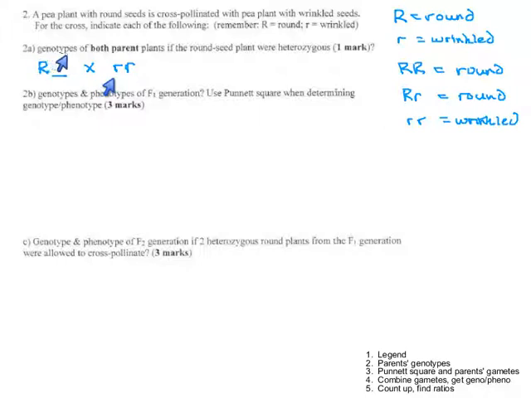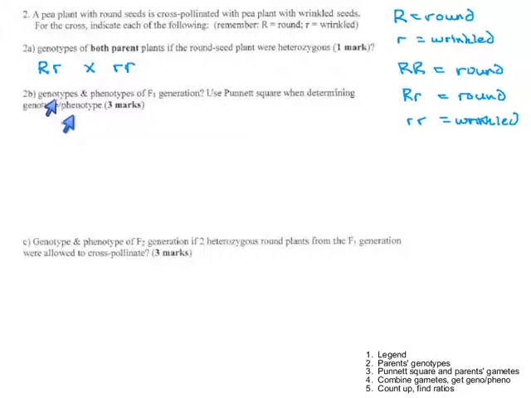And then in 2a they say, find the genotypes of both parent plants if the round-seeded plant is heterozygous. Okay, so this isn't such a mystery. They told us it's hetero, meaning one of each. There we go. Mystery solved. If they hadn't said that, there would have been trouble. I would have had to probably try 2 combinations and see which one worked out, but now we know the genotypes of both parents.